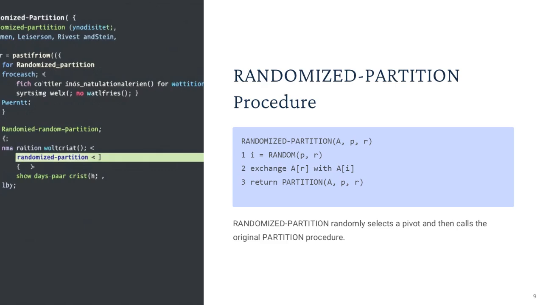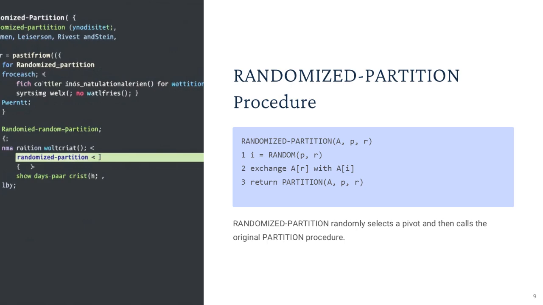The randomized partition procedure is a key component of randomized Quicksort, introducing randomness into the pivot selection process. The procedure begins by selecting a random index from the subarray. This element is swapped with the last element, which becomes the pivot for the partitioning process. The algorithm then proceeds with the standard partition logic to divide the array into two subarrays based on the pivot.